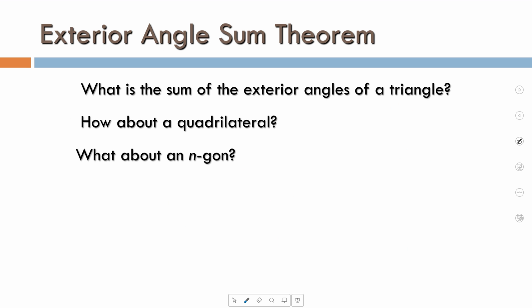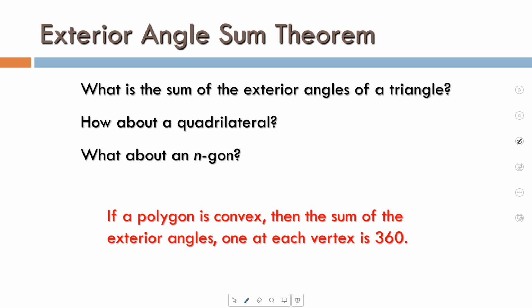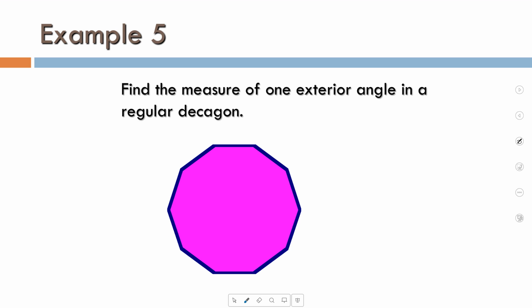What about the exterior angles of a polygon? Oh, I guess we should refresh. What's an exterior angle? So here's my polygon. We know that this is an interior angle. An exterior angle, if I extend this side, is that guy. It is an angle that forms a linear pair with an interior angle of a polygon.